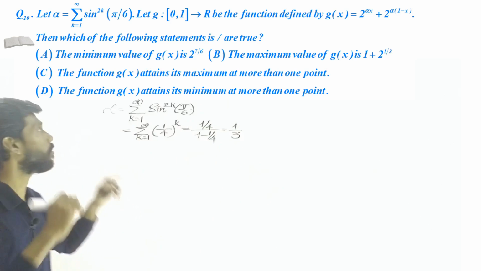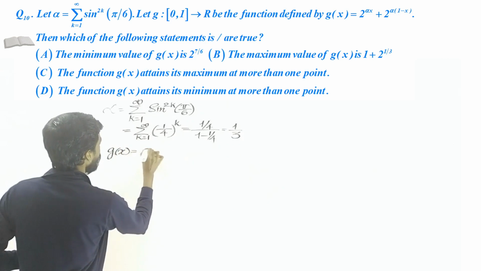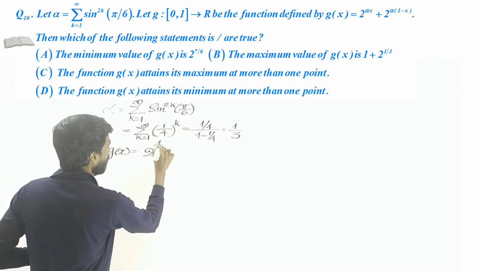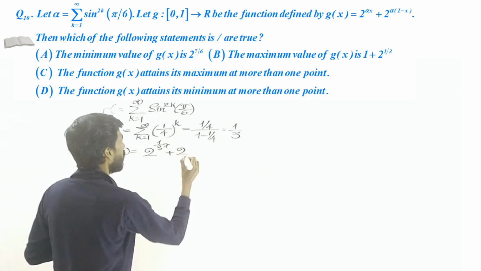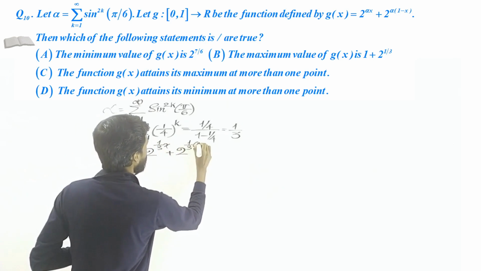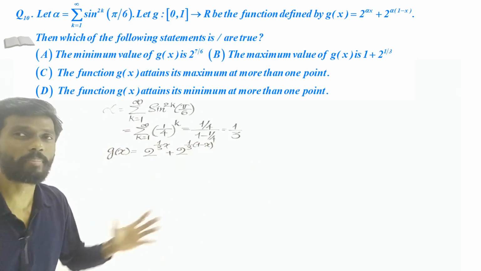Once alpha is found, the function g of x is known now. So g of x equals 2 to the power alpha x, which means 1 by 3x, plus 2 to the power alpha again, so 1 by 3 multiplied by 1 minus x. So that is the function g of x. We have to find its minimum and maximum values.